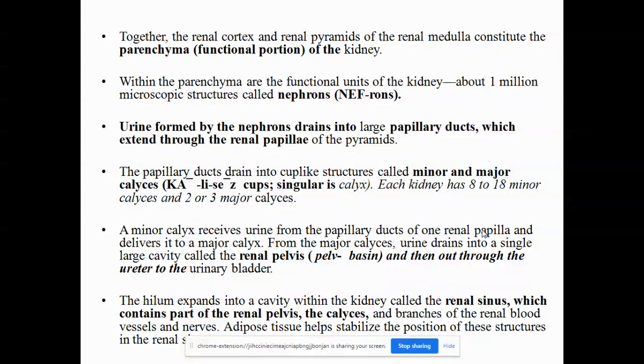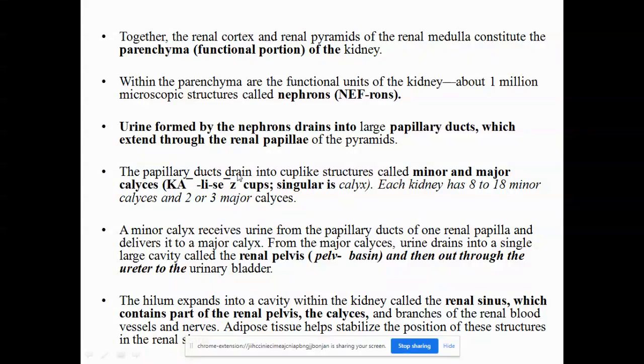Within the parenchyma, there are many smaller functional units of the kidney called nephrons. They are microscopic structures, and there are about 1 million nephrons present in the kidney. The formation of urine takes place in the nephrons. The urine formed by the nephron is collected by the collecting duct, and they drain into the large papillary duct and through the renal papillae of the pyramids.